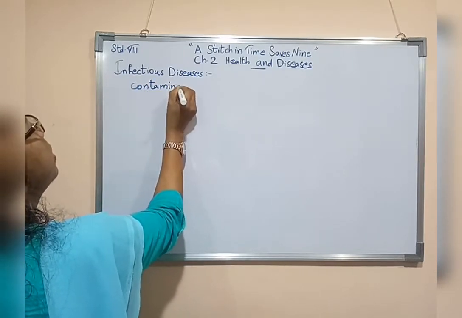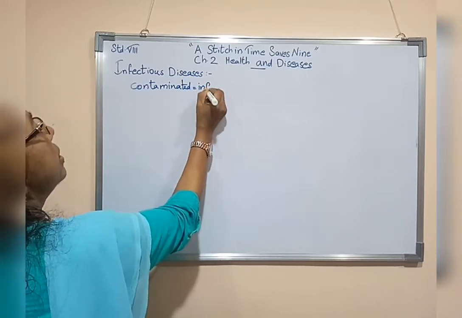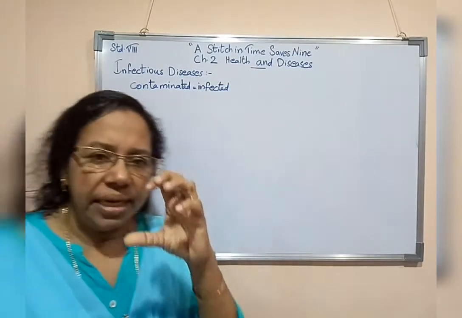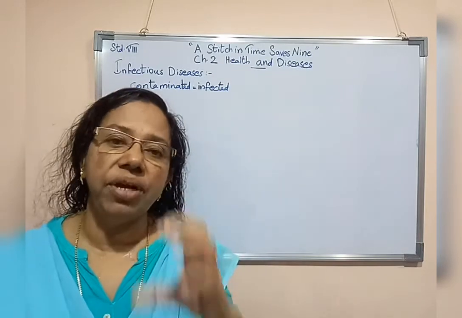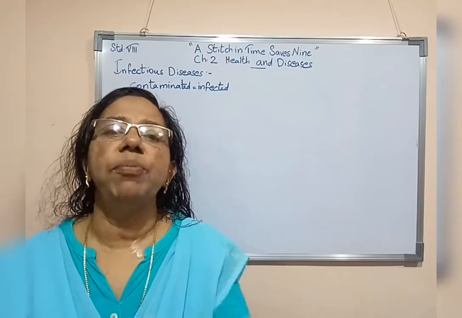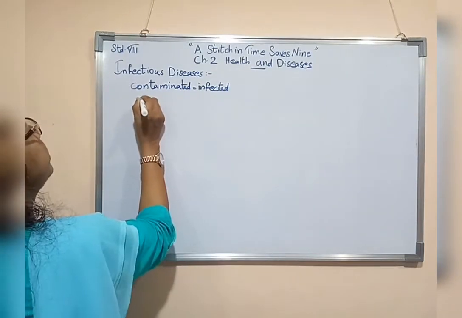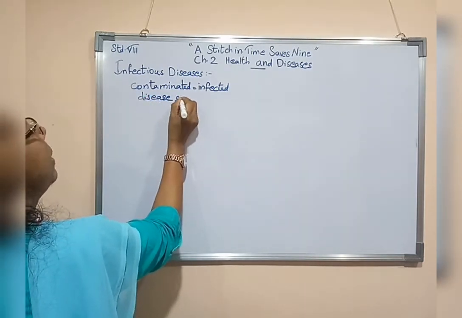Contaminated, its meaning infected. Infected means what? In the air or in the water as well as in the food there will be disease germs. Now disease germs has got one more name, that is pathogens. So disease germs we can call in other name also, that is pathogens.